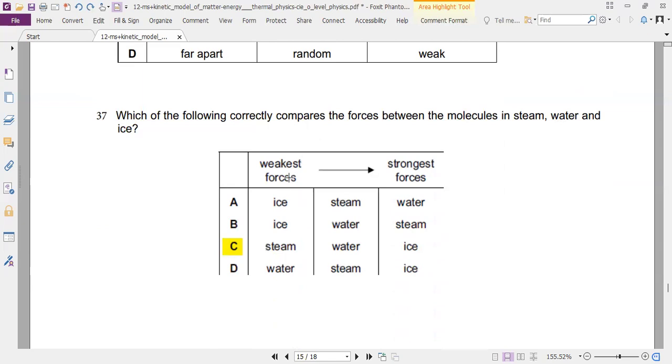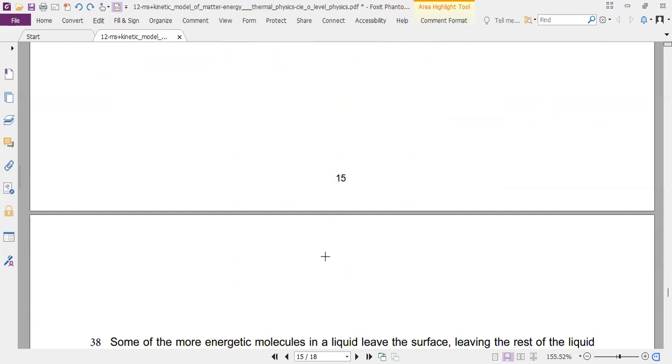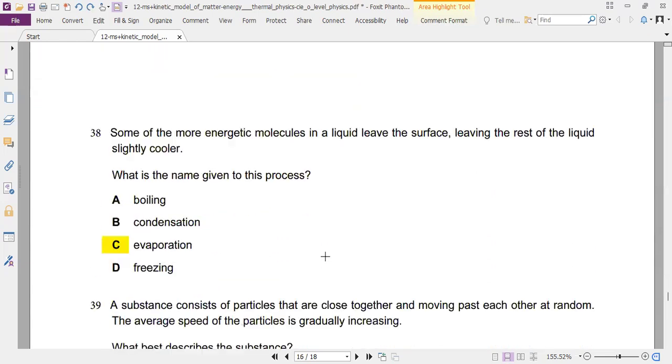Well, the weakest forces are in steam. It's not ice, so reject A and B. And then stronger steam, and then water, and then ice. That makes a perfect solid, liquid, gas order. So C is the correct choice. What is the name of the process again? Evaporation.